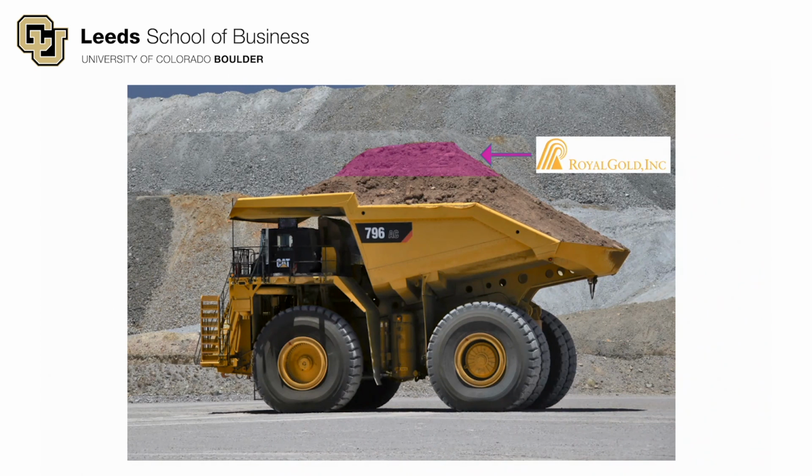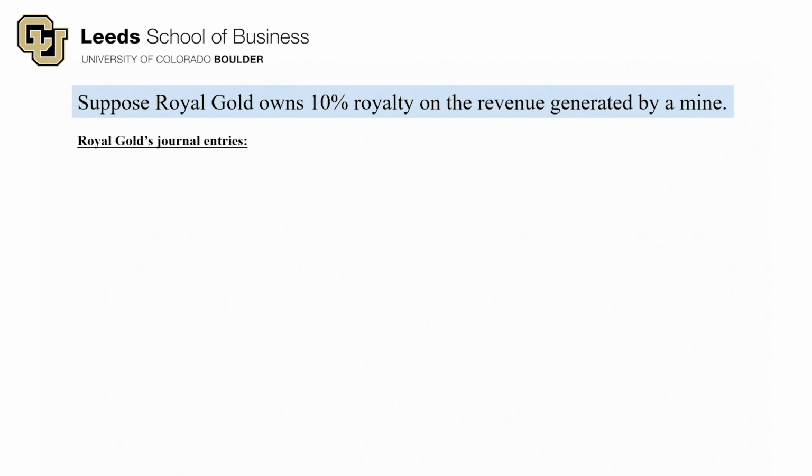And the way Royal Gold's business model works is that once the gold or silver is produced out of the mine, Royal Gold records an account receivable, and then subsequently the mining company pays Royal Gold for their royalty interest, and Royal Gold finally collects the cash. So let's talk about the journal entries involved here. Suppose Royal Gold owns a 10% royalty on the revenue generated by a mine. Here are Royal Gold's journal entries for this transaction.